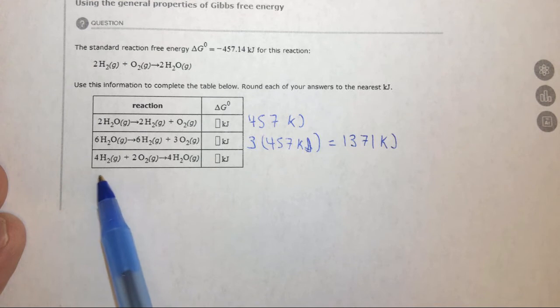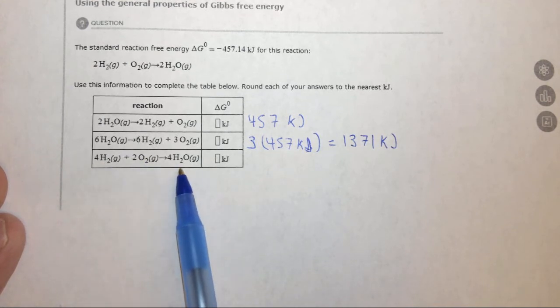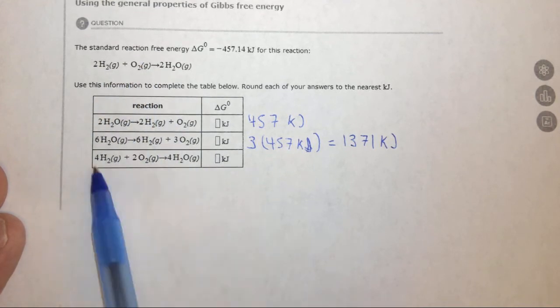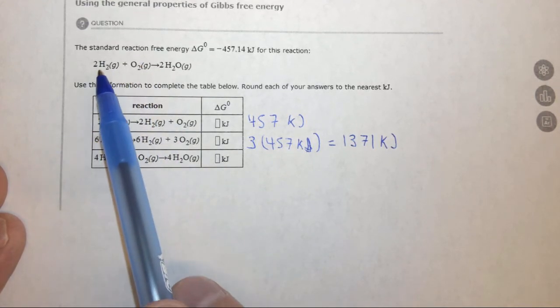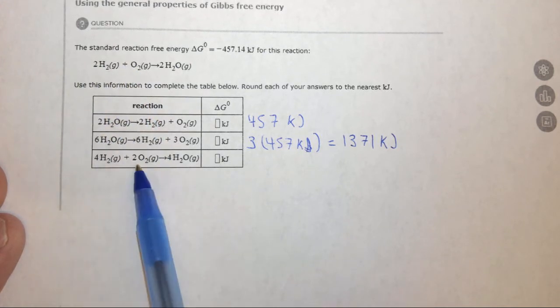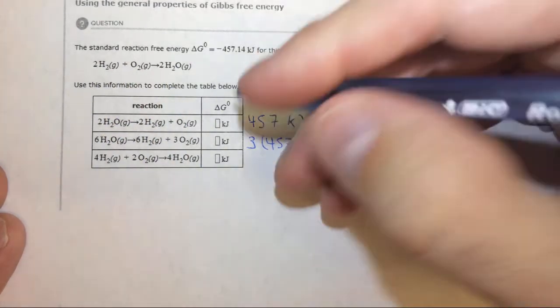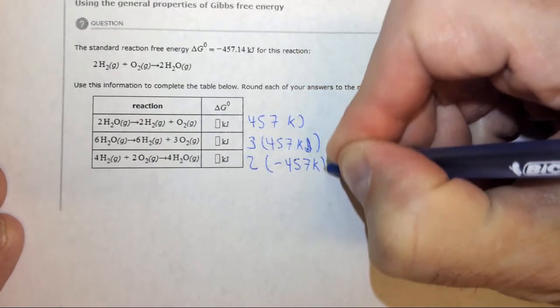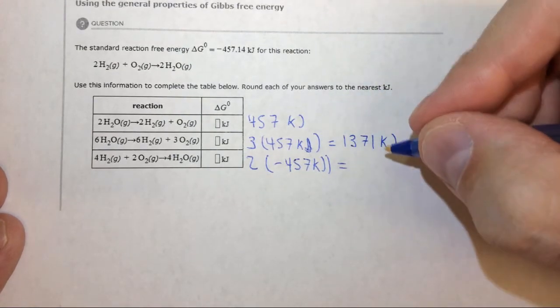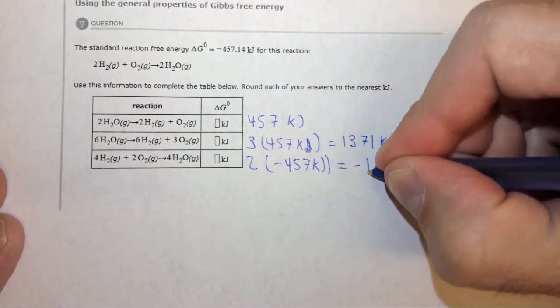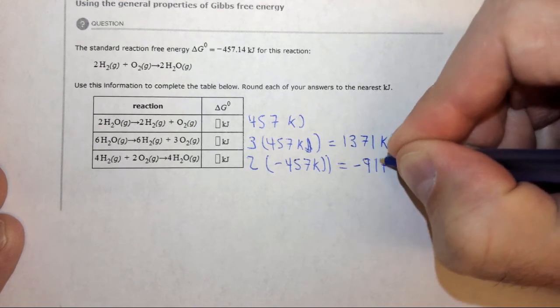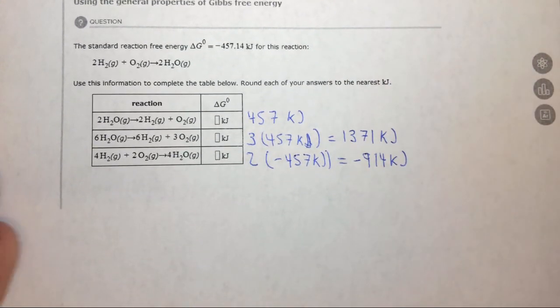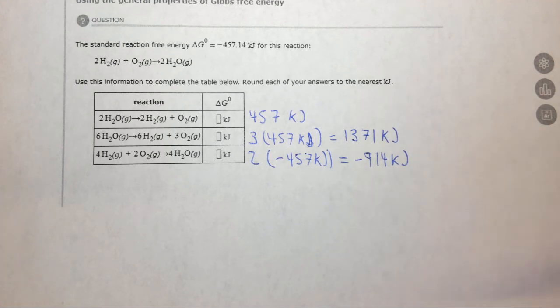Let's look at the next case. In the next case, we have 4 hydrogen plus 2 oxygen yields 4 water. You'll notice hydrogen and oxygen are the reactants, so we don't need to reverse the sign. But we've doubled it. 2 becomes 4, 1 becomes 2, 2 becomes 4. So we need to take 2 times the negative 457 kilojoules, and then when we round to the nearest 1, we get minus 914 kilojoules. So again, the free energy can be treated in the same way as the enthalpy, delta H, as you did in General Chemistry 1.